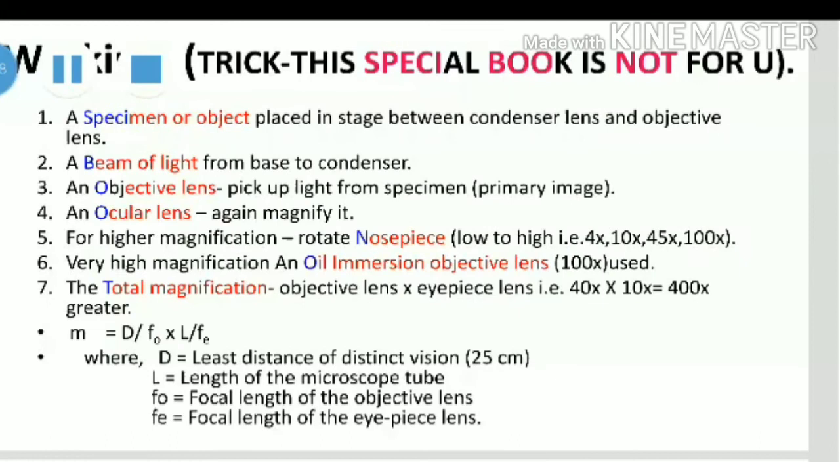Here magnification M is equal to D by FO into L by FV, where D is the least distance of distinct vision, that is 25 cm, L is the length of the microscope tube, FO is the focal length of the objective lens, and FV is the focal length of the eyepiece lens.